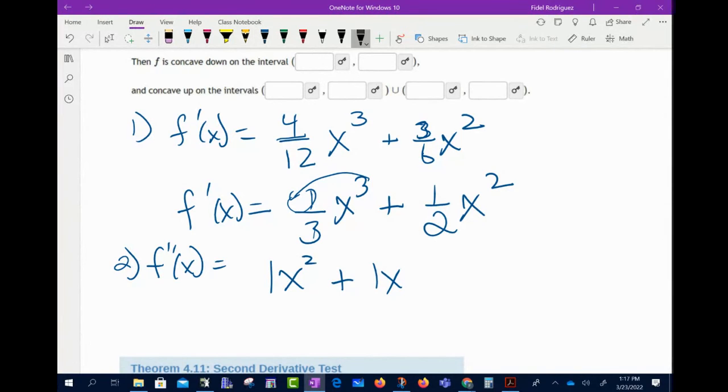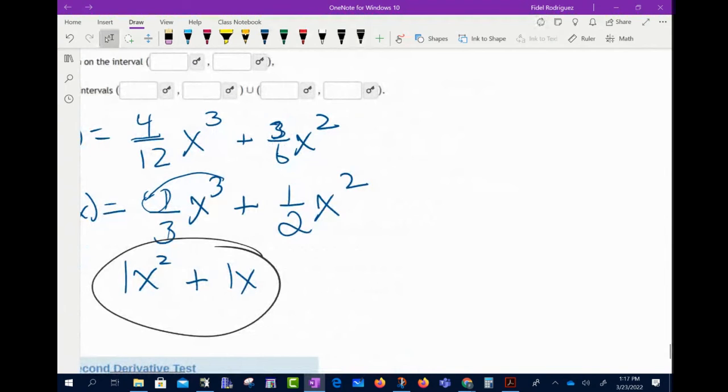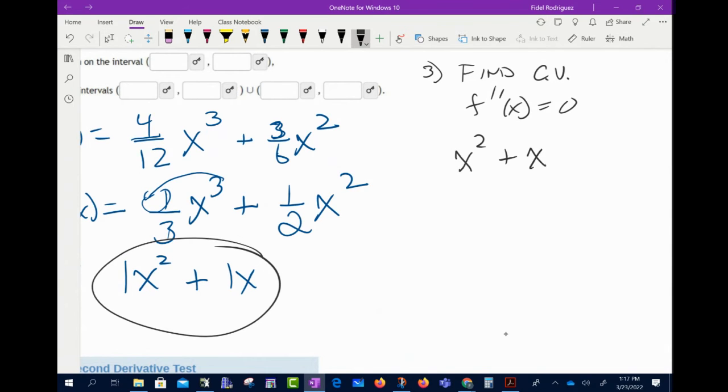Okay, what we're going to do now, y'all, we're going to take the second derivative and set it equal to 0. So step number 3, actually, because step number 2 is find the second derivative. Step number 3, find the critical value by setting the second derivative equal to 0. So I'm going to have x squared plus x equals 0. Okay. So can we factor out an x out of both those parts? So now I have x times (x plus 1) equals 0.